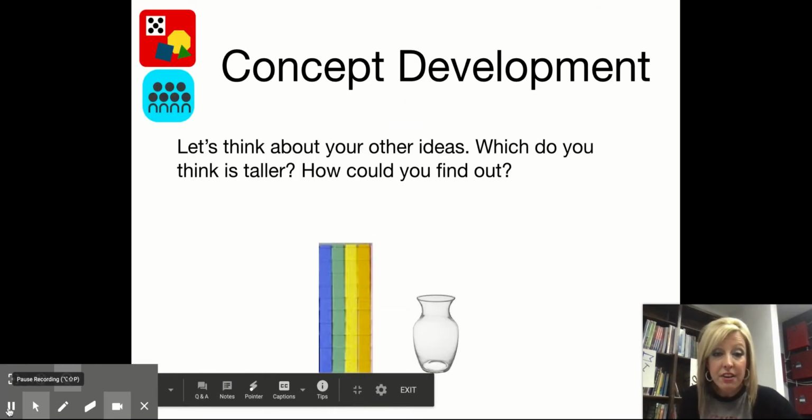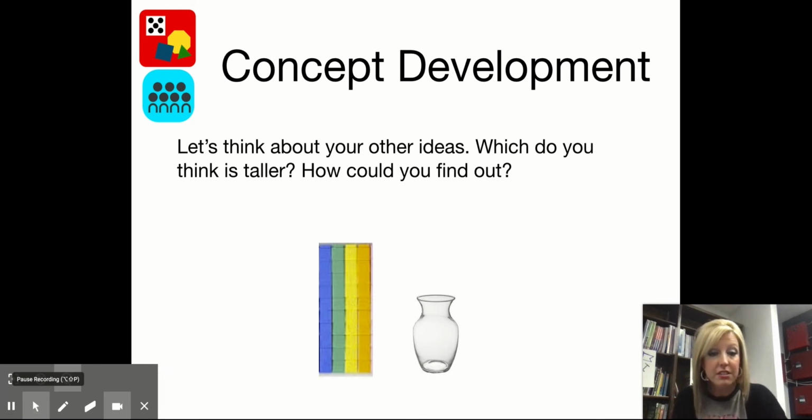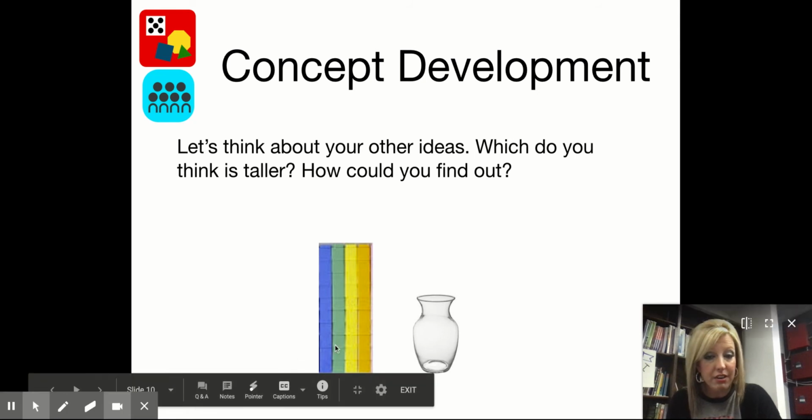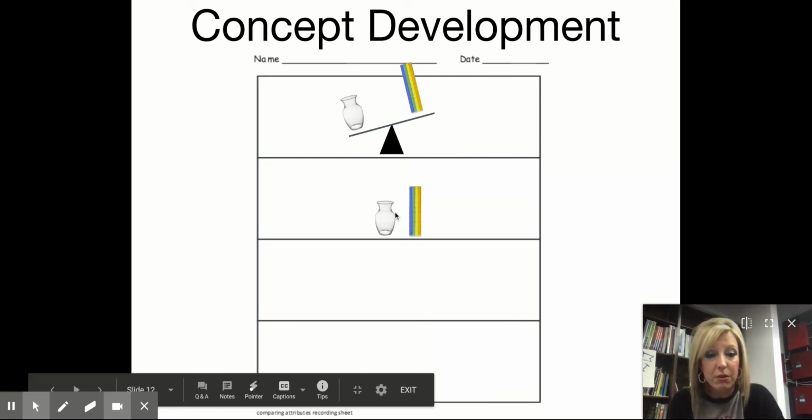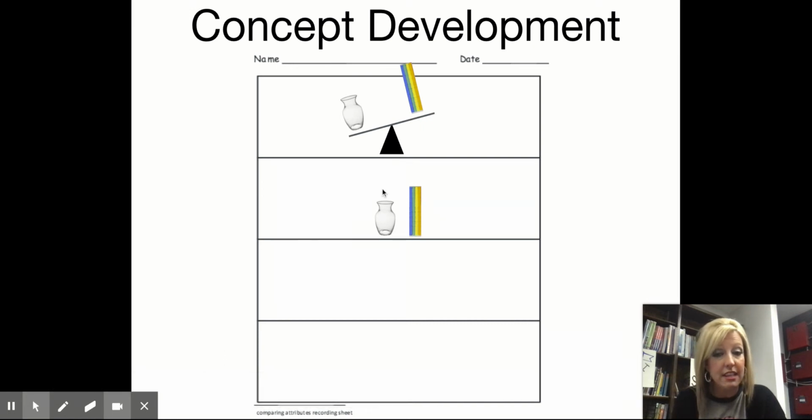How about your other ideas? Which do you think is taller? How could we find out? You could put them right beside one another, and we can see here that the stick is taller than the vase, or the vase is shorter than the stick. Go ahead and pause the video and record that on your recording sheet and make sure your picture shows that the stick is taller than the vase.